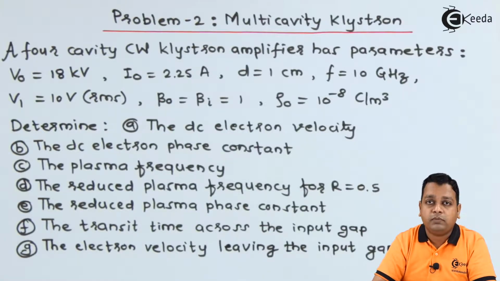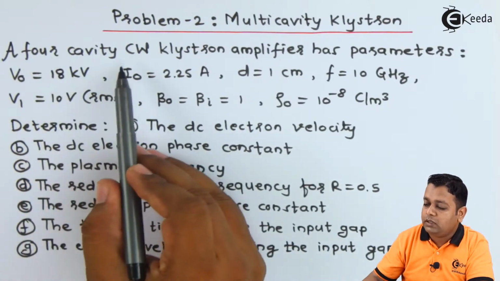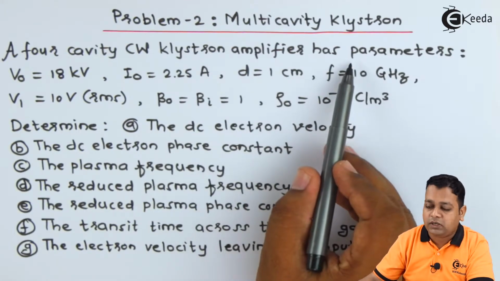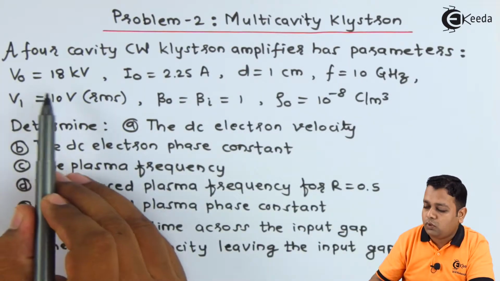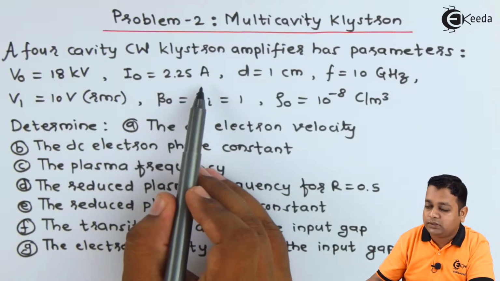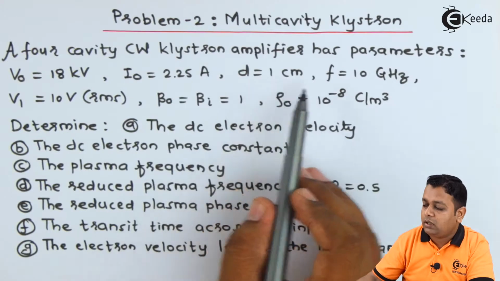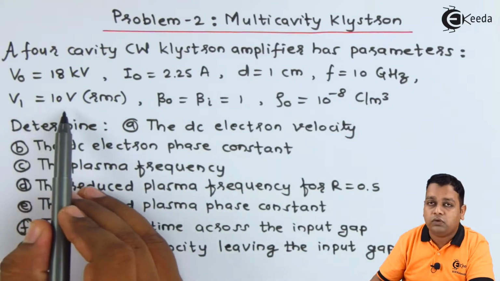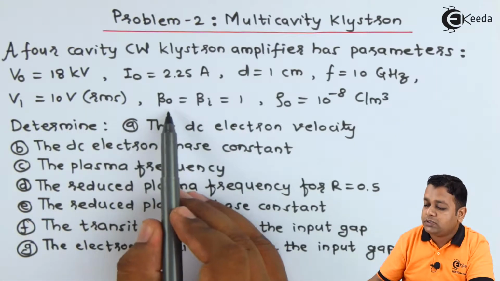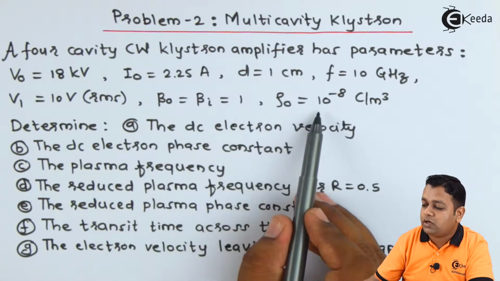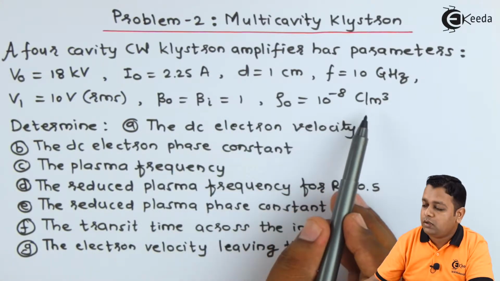So here we have the problem statement given to us. A four cavity CW, which stands for continuous wave, klystron amplifier has the parameters given to us: V0 is equal to 18 kilovolts, I0 is equal to 2.25 amperes, D is equal to 1 centimeter, frequency F is equal to 10 gigahertz, V1 is equal to 10 volts RMS, beta suffix 0 is equal to beta suffix i is equal to 1, rho 0 is equal to 10 raised to power minus 8 coulombs per meter cube.